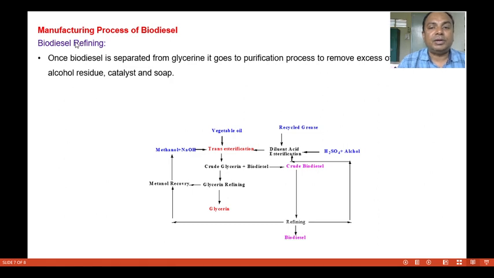While doing the biodiesel refining, excessive alcohol as well as catalyst, whether produced by the acid catalyst or base catalyst transesterification process, have to be separated along with soap. Some amount of glycerol may be present in the biodiesel. So alcohol, catalyst and glycerol have to be separated from the biodiesel. This process is what we call biodiesel refining.